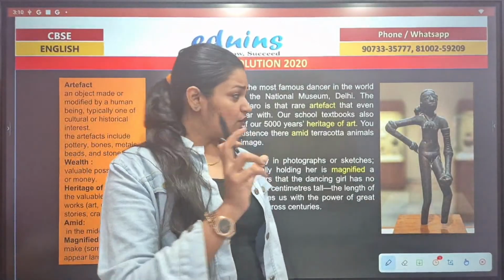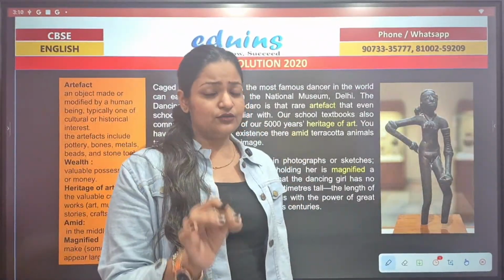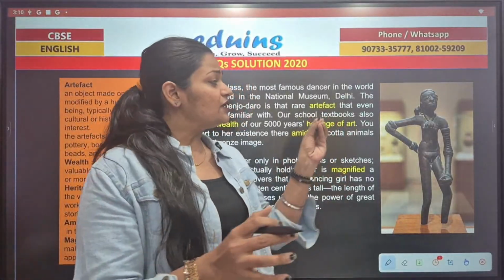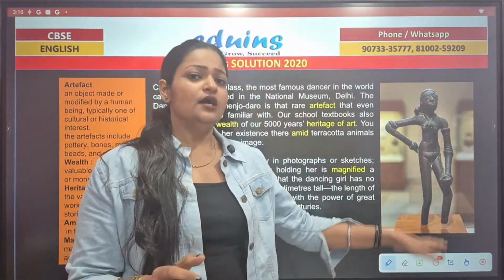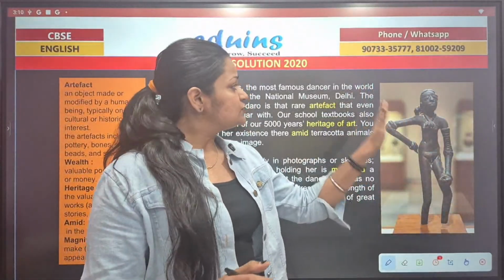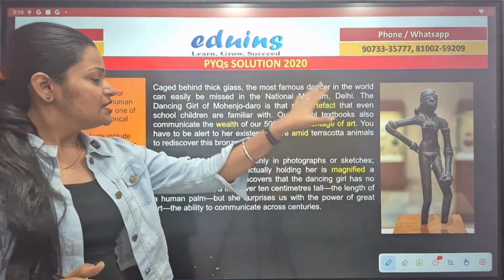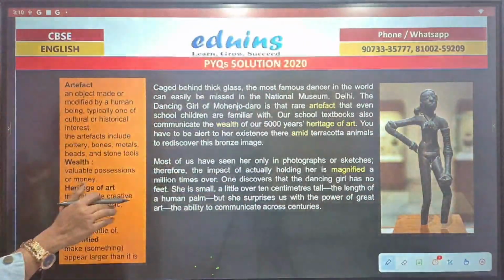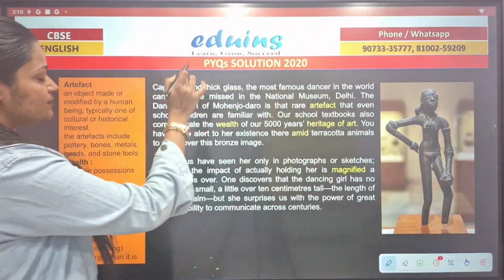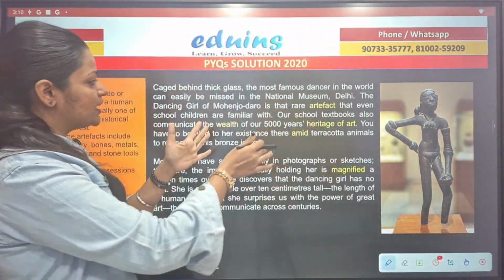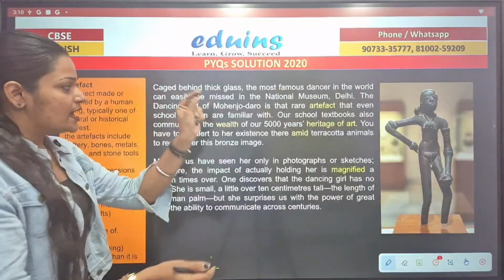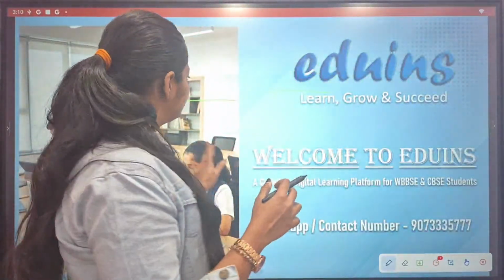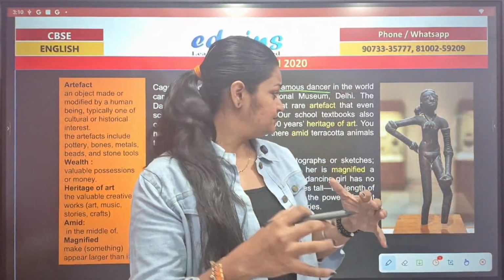According to this first line, we can figure out that it is talking about a unique piece. As you can see, this picture, the most famous dancer, is this statue, given on the right side of your screen. Caged behind thick glass means there is a thick glass and the most famous dancer in the world is behind it, and it can easily be missed.